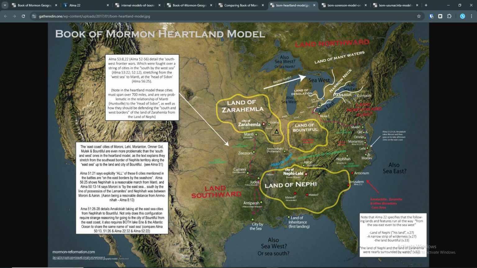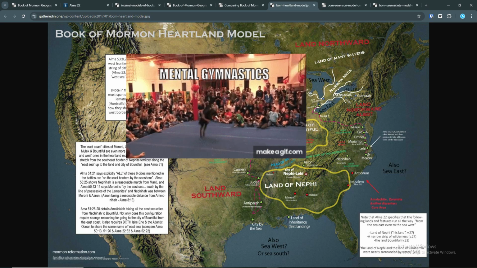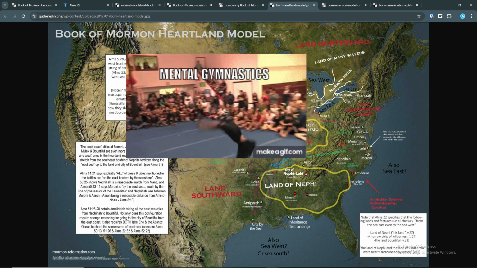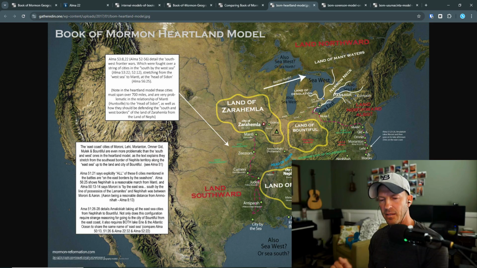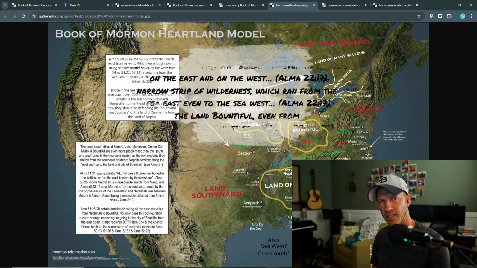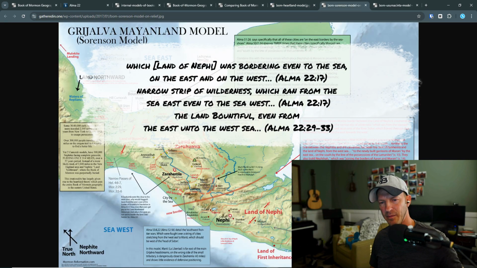And all models do this fudging, except for mine. Like I say, I think that mine fulfills pretty much every major requirement. But with these other ones, we have to ask, well, where is the sea west? And in other versions, they'll try and make the sea west one of the Great Lakes. So Lake Michigan or something is the sea west because this is their narrow neck, right? And in other ones, this is the narrow neck, so then this is the sea west. Well, you'd have to put the land of Nephi up in there because the land of Nephi has to go from sea east to sea west. How does that work? Let's jump to the Sorenson model.